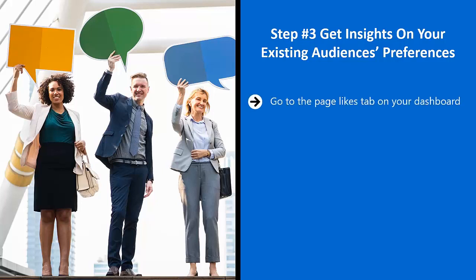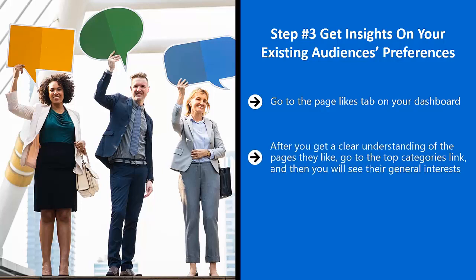Step number 3, get insights on your existing audience's preferences. Go to the Page Likes tab on your dashboard. You will see a general range of interests that your selected audience already prefer on Facebook. This is based on their actual usage of Facebook. So this is profiled information. After you get a clear understanding of the pages they like, go to the top categories link, and then you will see their general interests.